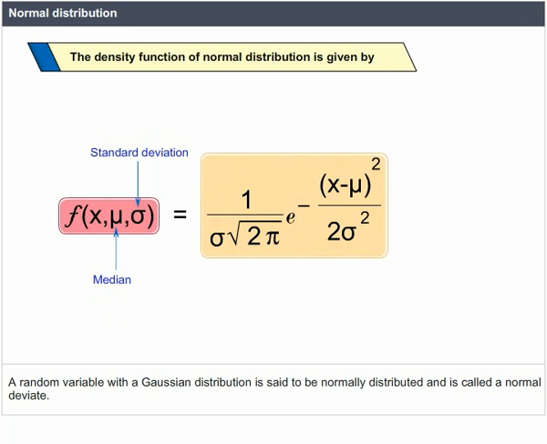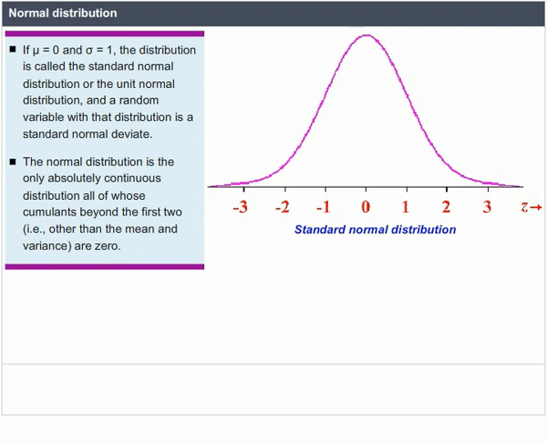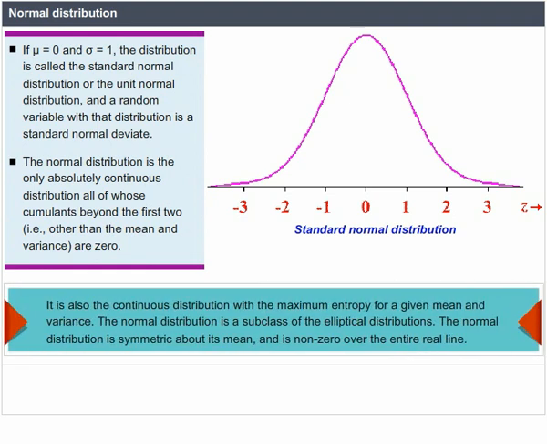If mu equals 0 and sigma equals 1, the distribution is called the standard normal distribution or the unit normal distribution, and a random variable with this distribution is a standard normal deviate. The normal distribution is the only absolutely continuous distribution all of whose cumulants beyond the first two, that is, other than the mean and variance, are 0.